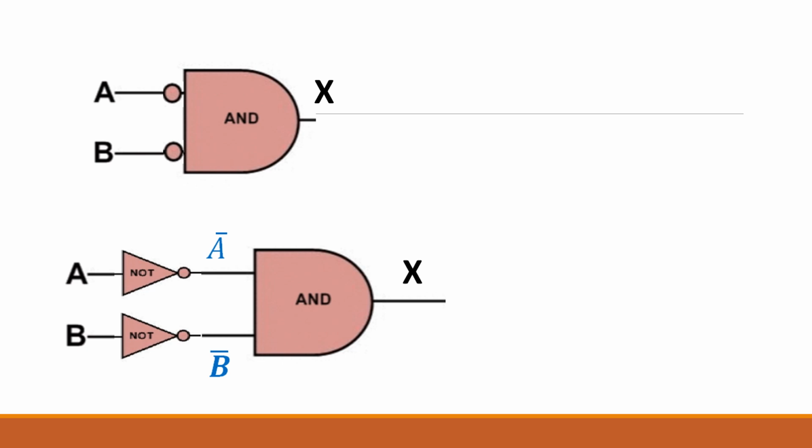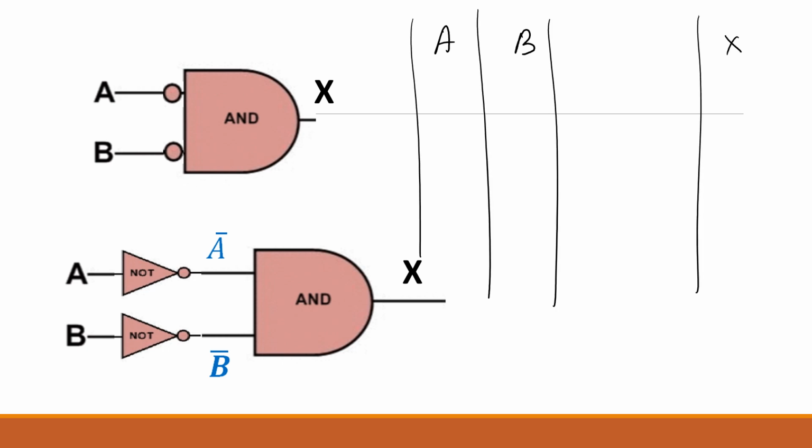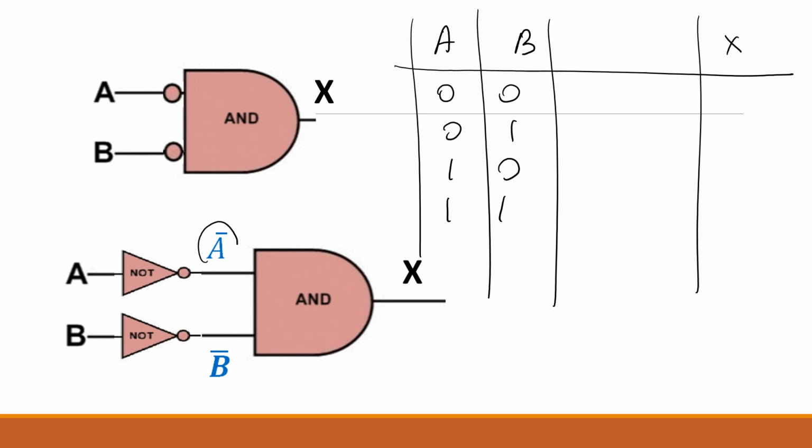Okay, so can you do this one? Can you tell me what we get here? So for example, how do we write the truth table for this? You have A and you have B, and you have X. You have only two inputs, so you can have 0, 0, 0, 1, 1, 0, 1, 1. So your output is an AND gate, but before coming to that, you have to find out A bar and B bar.